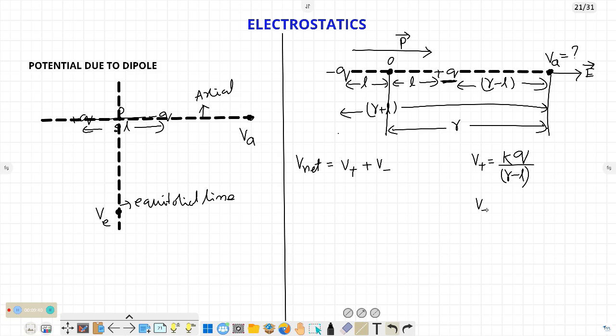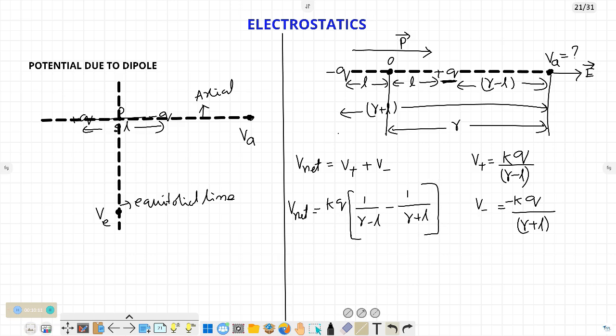Now what is the potential due to the negative charge? That is equal to k into q, but you have to take minus because it is a negative charge, by the distance, which is r plus L, according to the formula. So apply this here. The net potential at that point is equal to, what is common? k into q is common in both cases. If you take that in common, you are going to get 1 by r minus L minus 1 by r plus L.